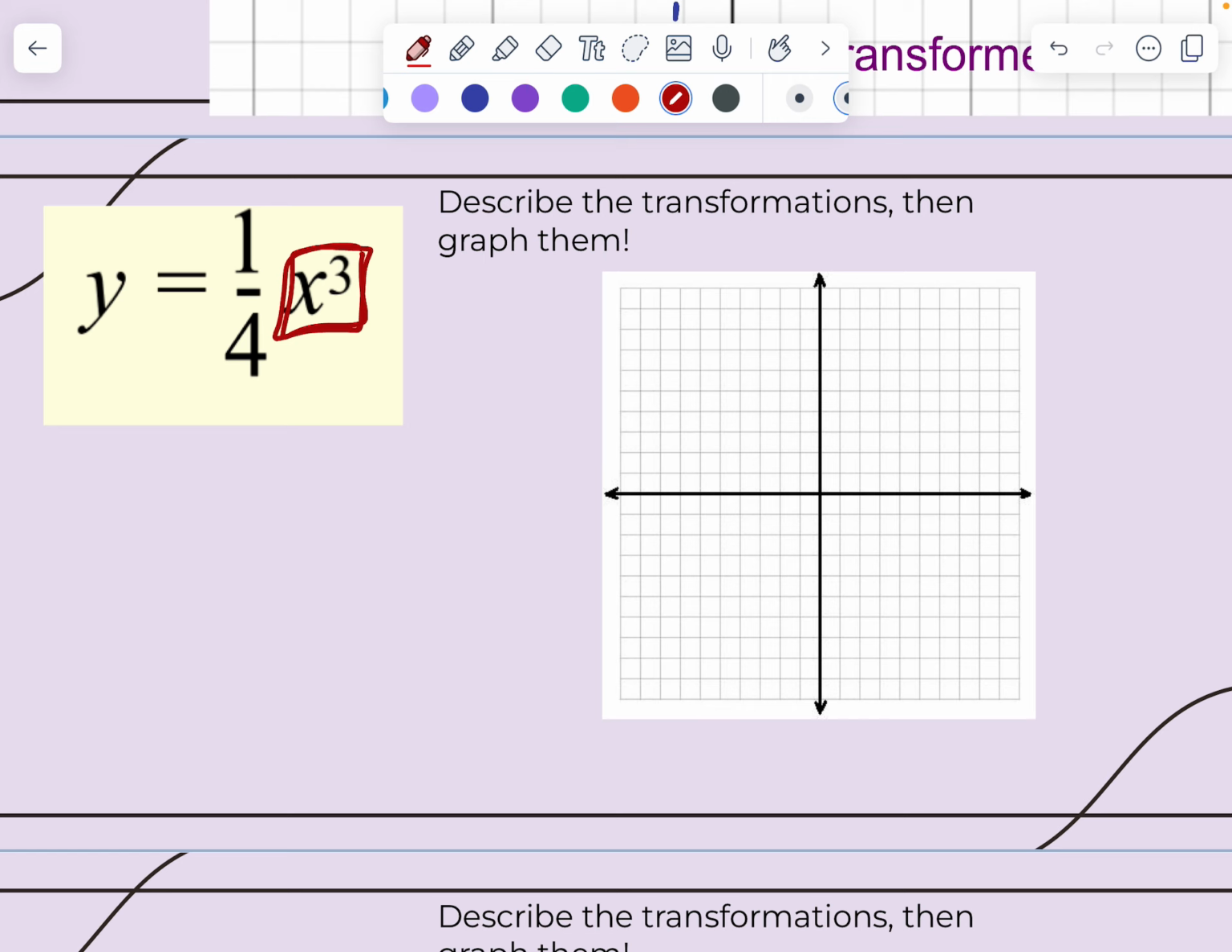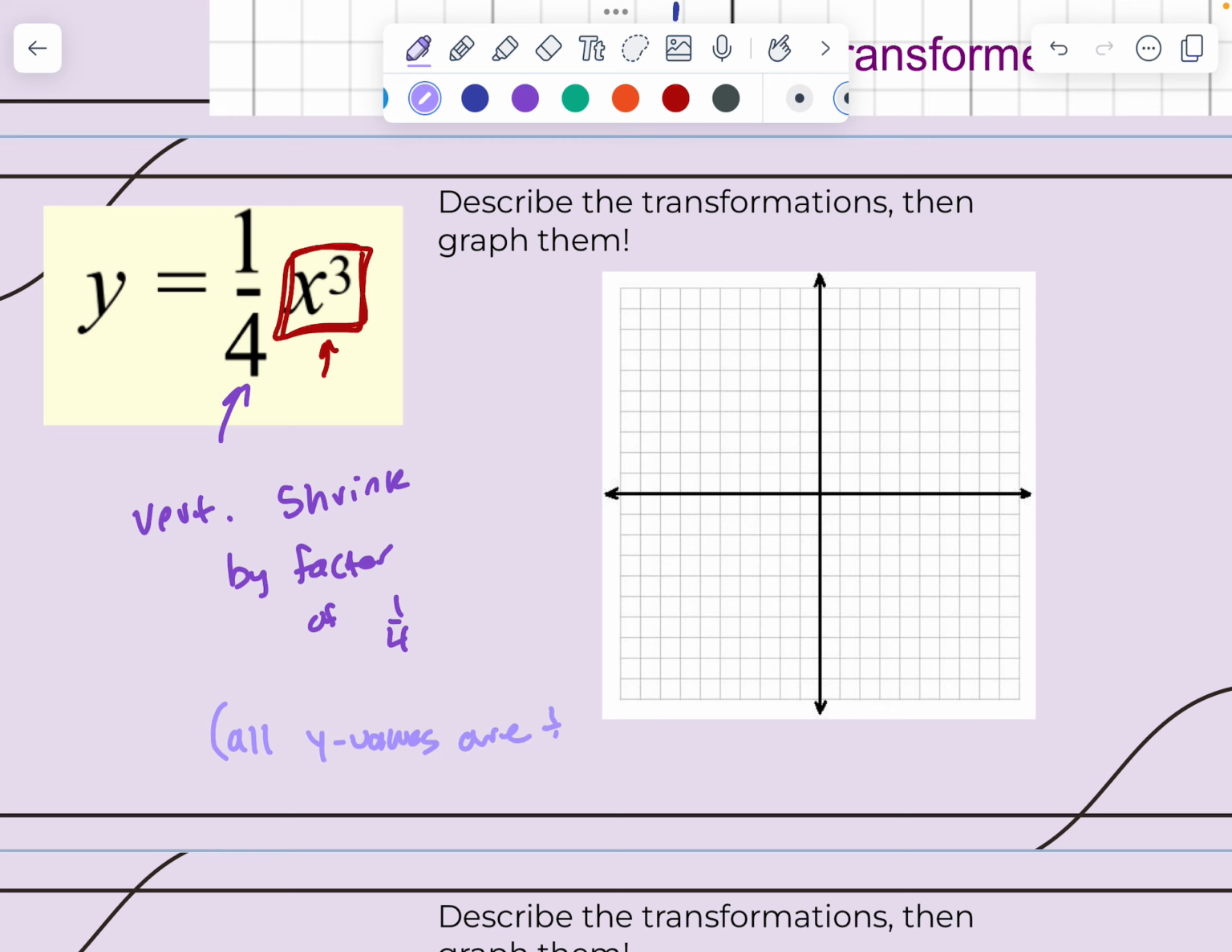But this guy has been transformed with a vertical shrink that is outside the function. If it was inside the function, it would look like that, where the third power would apply to that 1/4. But as written, it's a vertical shrink by a factor of 1/4, which really means all my y values are going to be 1/4 as big.